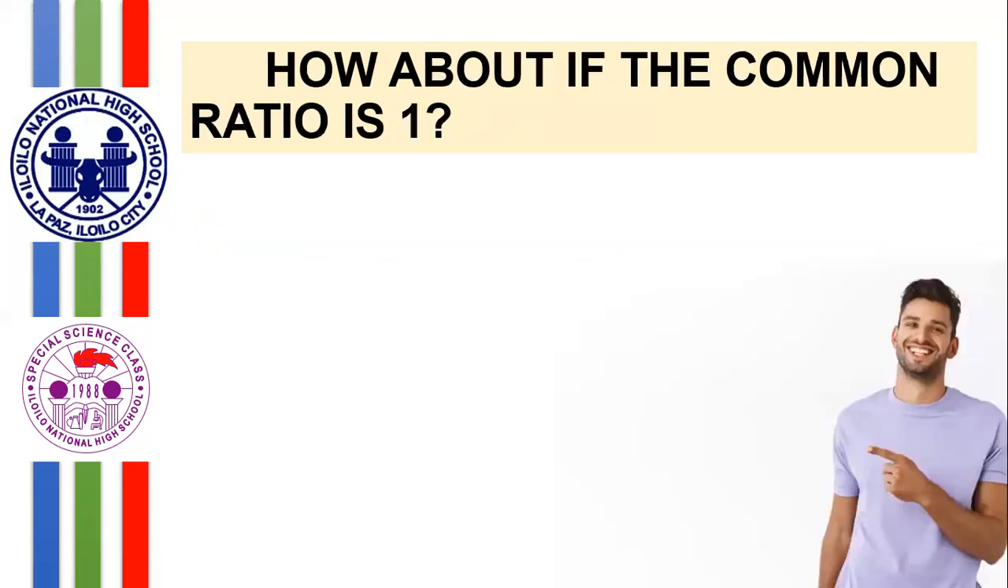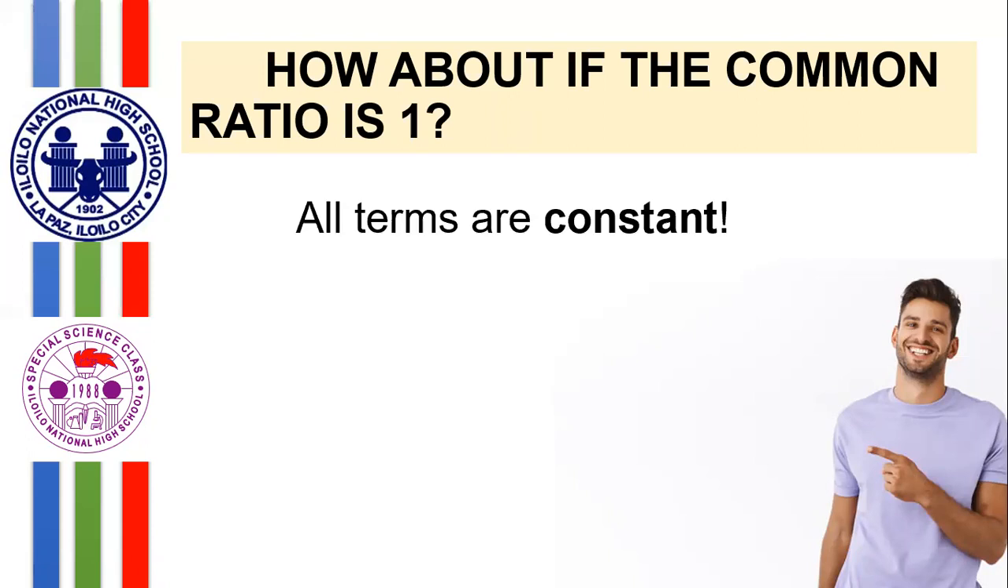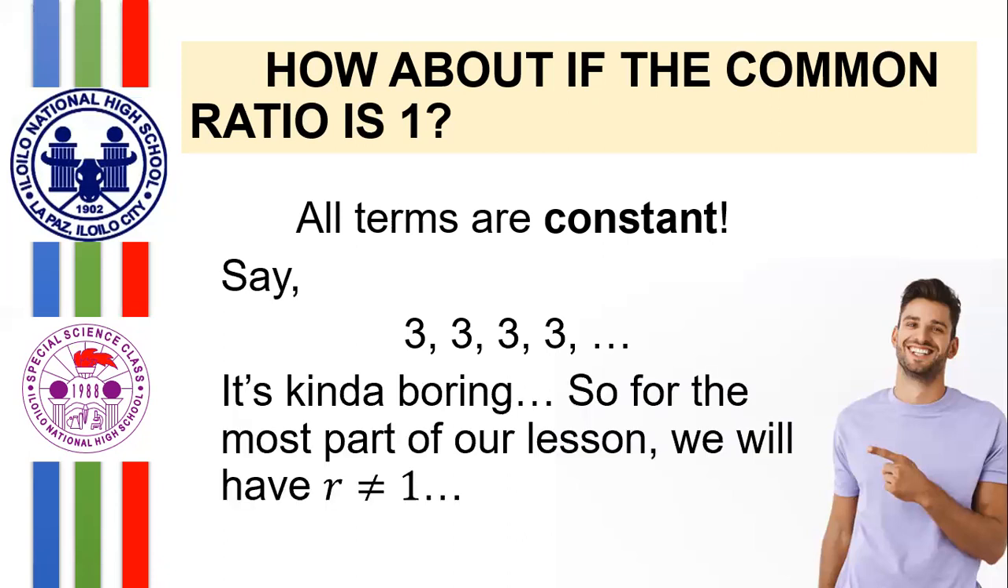How about if the common ratio is 1? It actually tells us that the resulting sequence will have terms that are constant. For example, if your first term is 3, times 1 is 3, and so on. Remember, if you are going from right to left, 3 divided by 3, 3 divided by 3. But if you are going from left to right, we are actually multiplying with your common ratio.